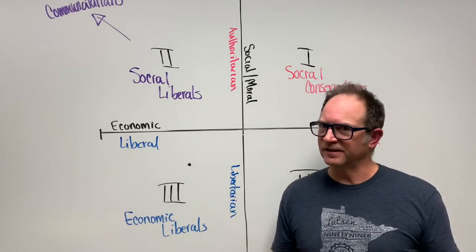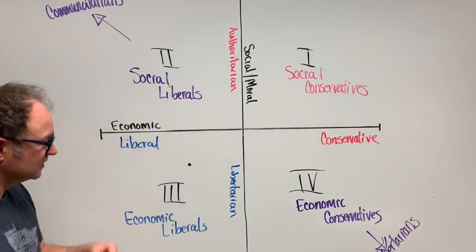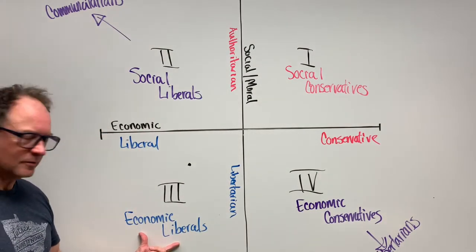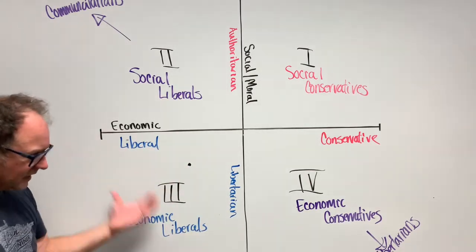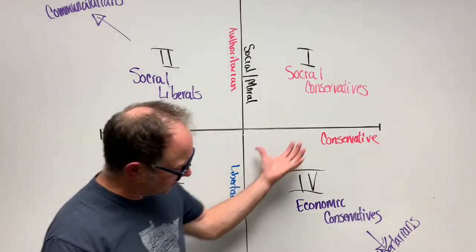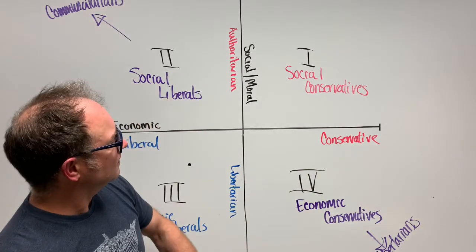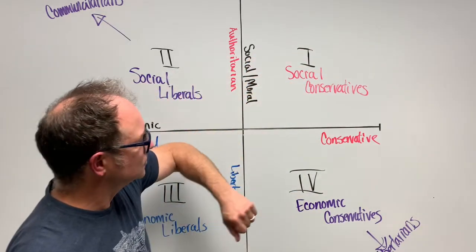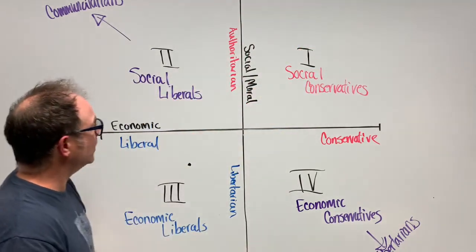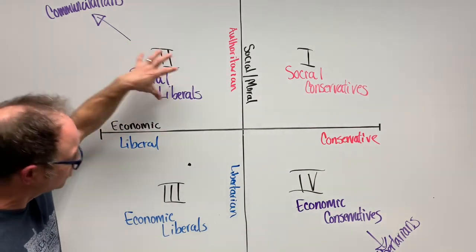All right, so it's going to get a little confusing here, but essentially this is what happens in the AP world. We replace the terminology liberal libertarians for quadrant 3 with the phrase economic liberals. We would call the people that exist in this quadrant economic liberals. And rather than use the term conservative libertarians, we talk about economic conservatives in quadrant 4. Over here in quadrant 1, rather than use the term conservative authoritarians, we talk about social conservatives. And in quadrant 2, instead of liberal authoritarians, we talk about social liberals.